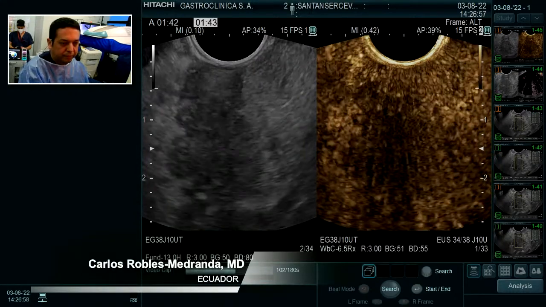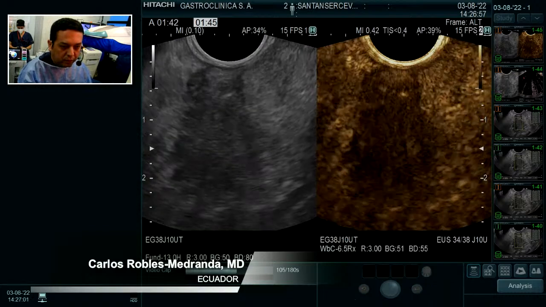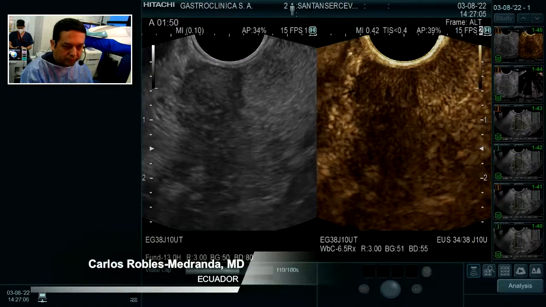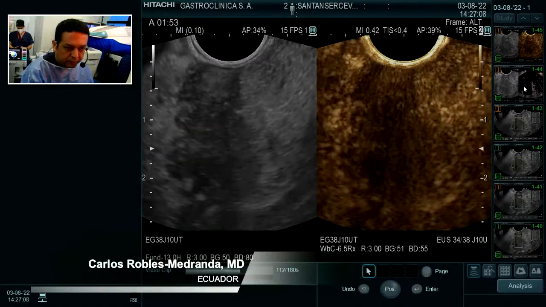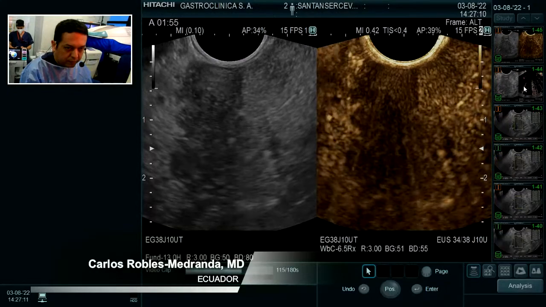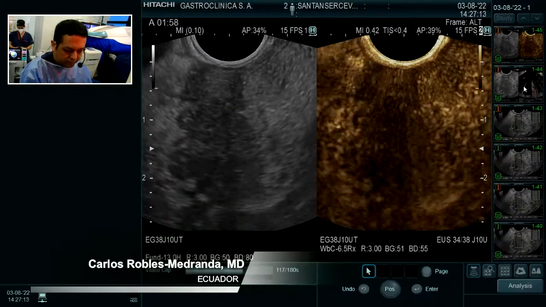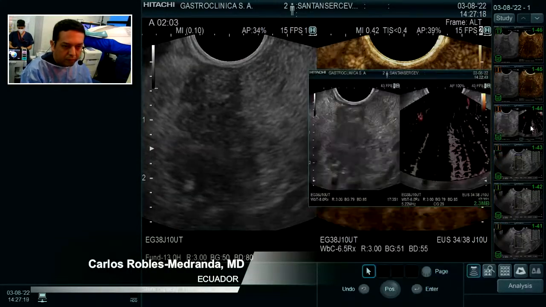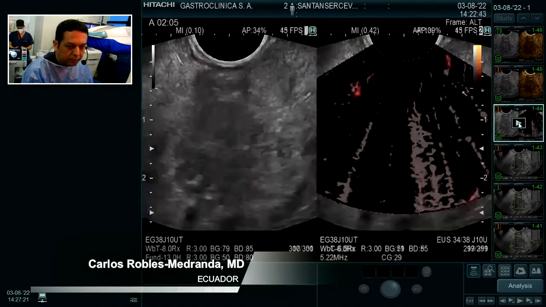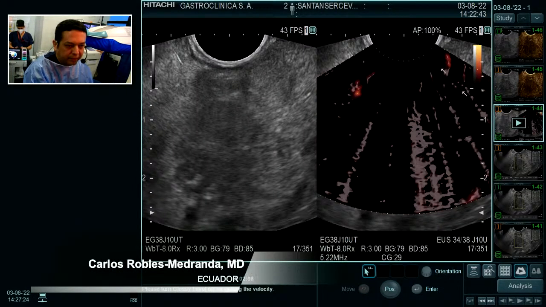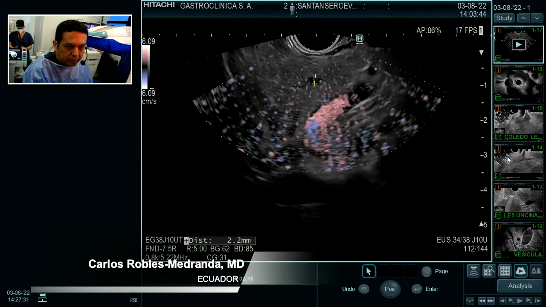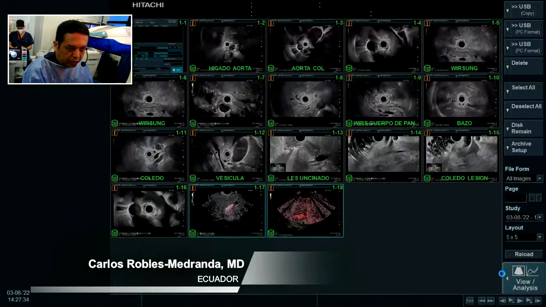Okay, so now you can see the image in the peripheric area. This is a video. And the contrast has the same result. So this is very interesting.